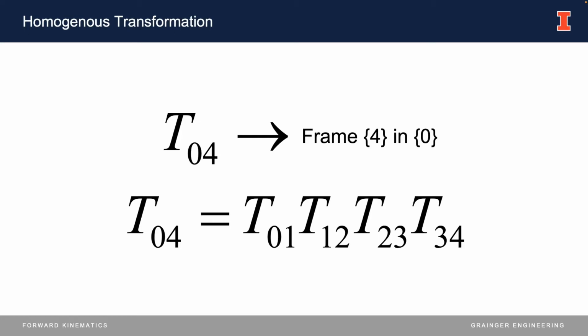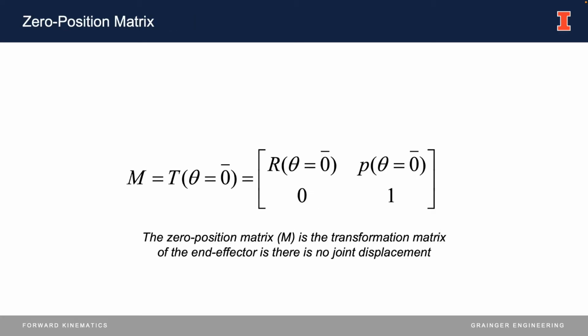Furthermore, if there are multiple transformations, the transformations can be compounded, transforming one frame to the next until the end effector. Here, frame 1 is expressed in frame 0, frame 2 in 1, and so on, all multiplied to create the overall transformation matrix from frame 0 to 4.